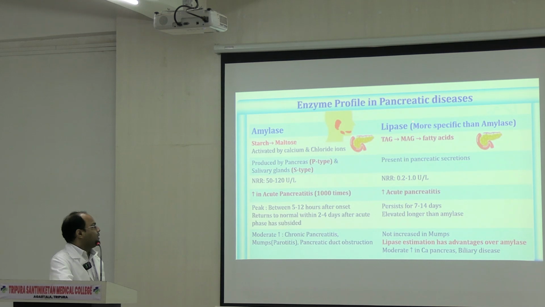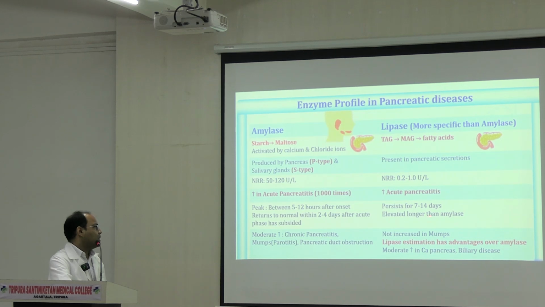Okay, lipase is more specific marker in pancreatitis disease. Okay, the function of lipase is to hydrolyze triacylglycerol, monoacylglycerol to fatty acid. Okay, lipase is specific because it's secreted only from pancreas. Understand? Normal reference is 0.2 to 1.0 unit per liter. It drastically increases in acute pancreatitis. Persists for 7 to 14 days.